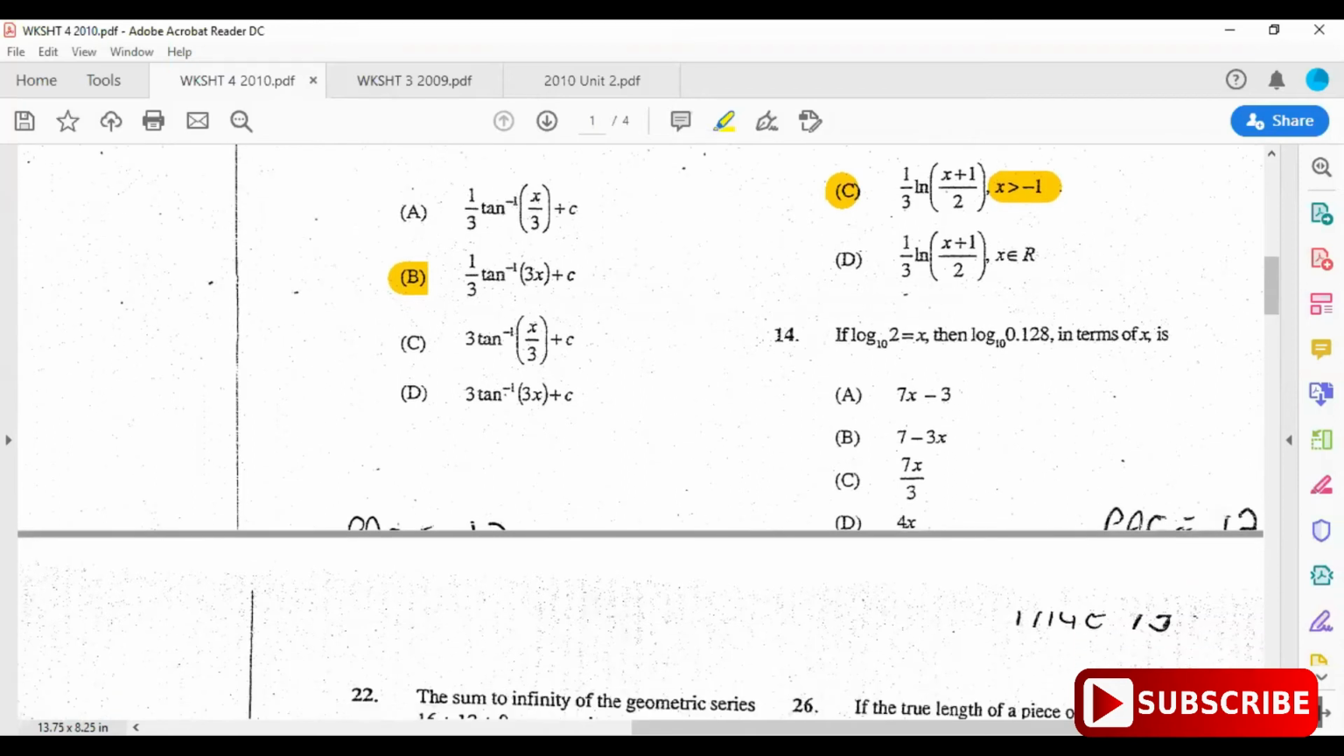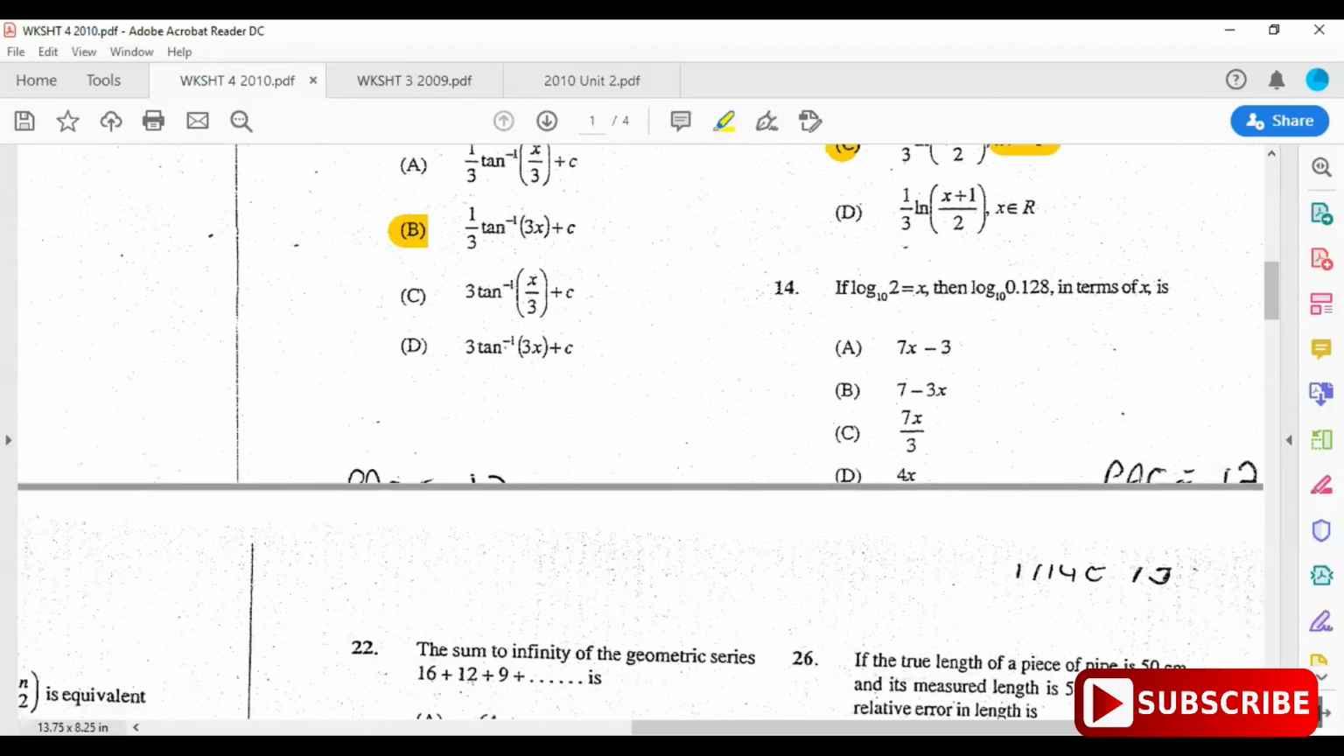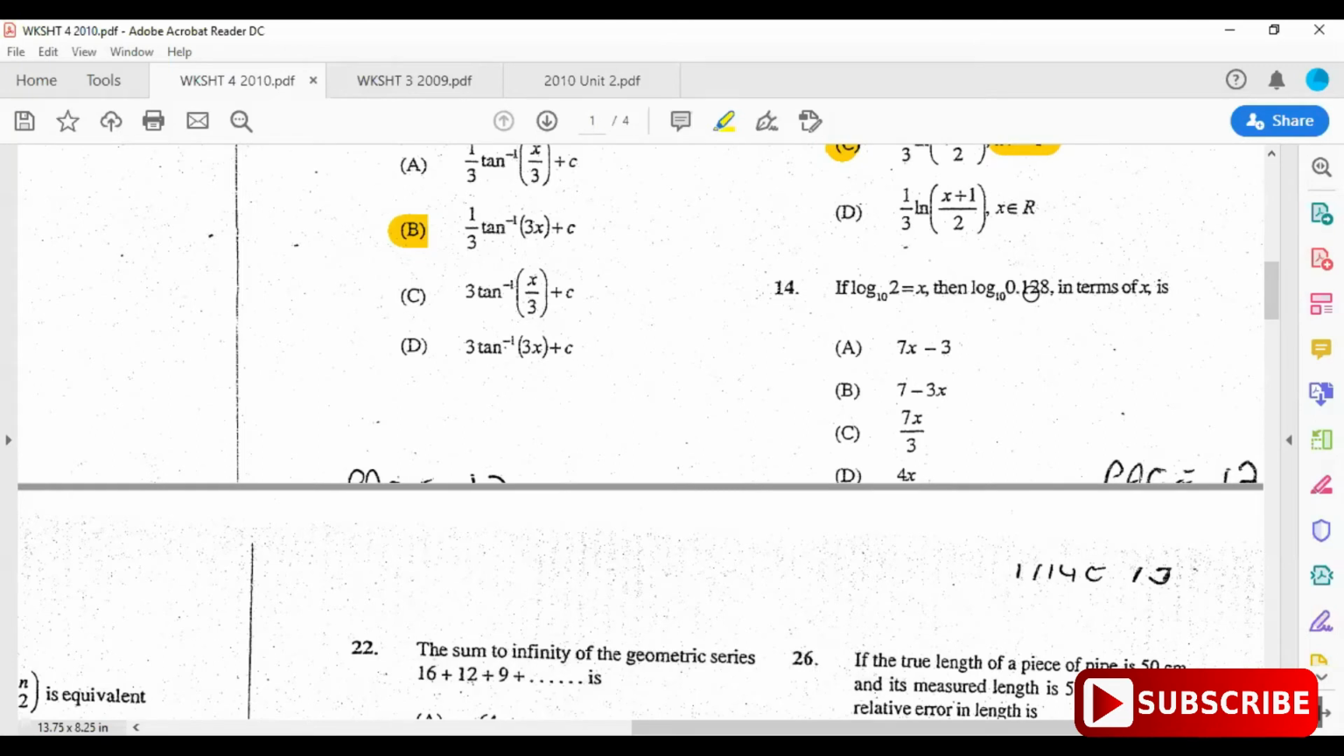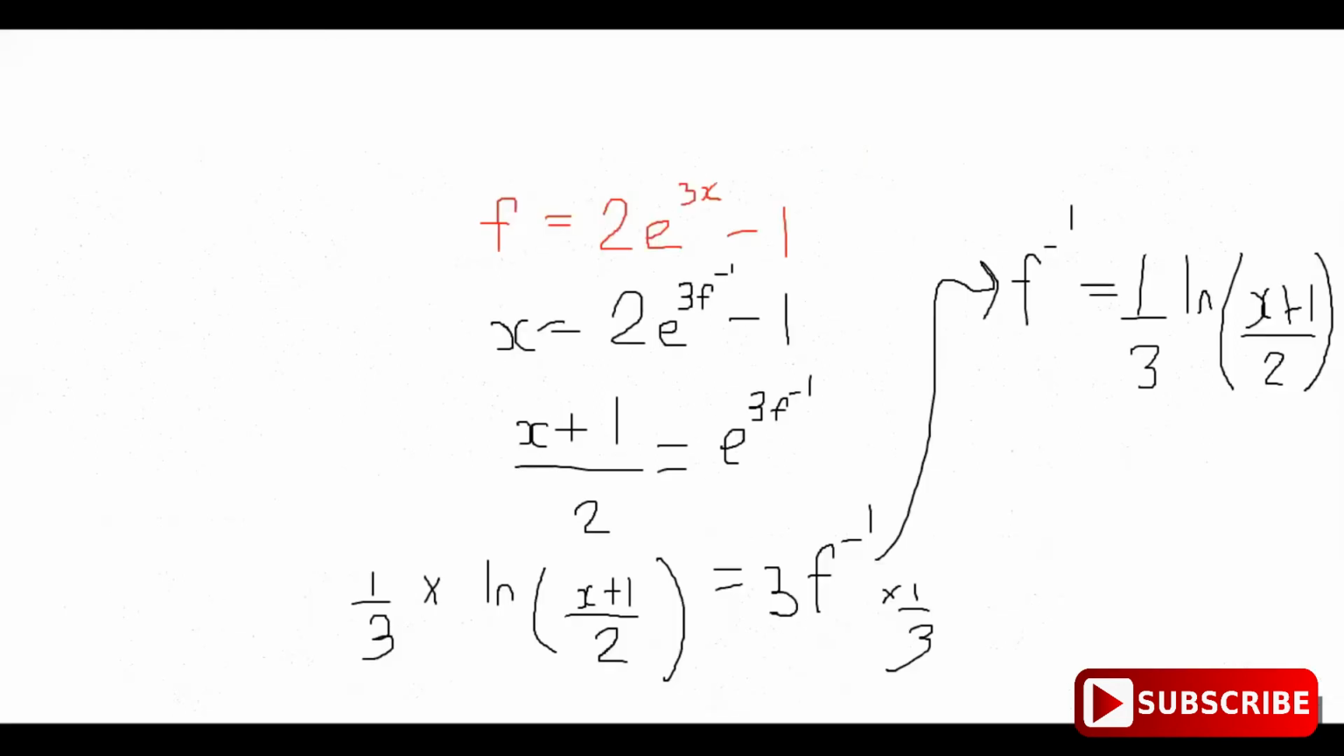Question 14. Question 14 tells us that if log to base 10 of 2 is equal to x, then what is log to base 10 of 0.128 in terms of x? The first thing I'd like to do is write 0.128 as a fraction. What is 0.128 as a fraction?